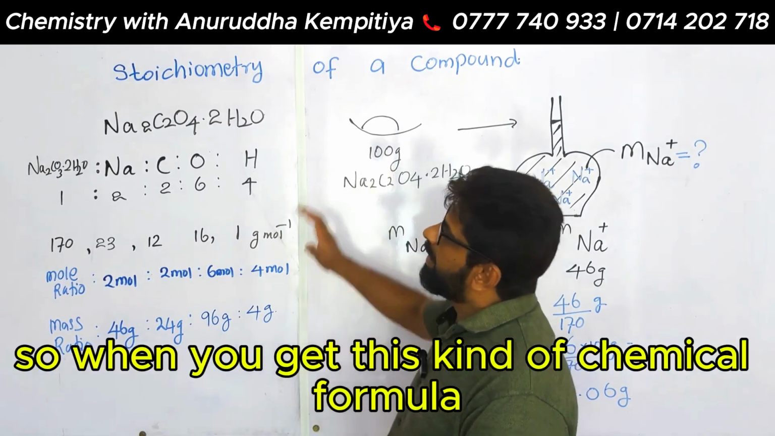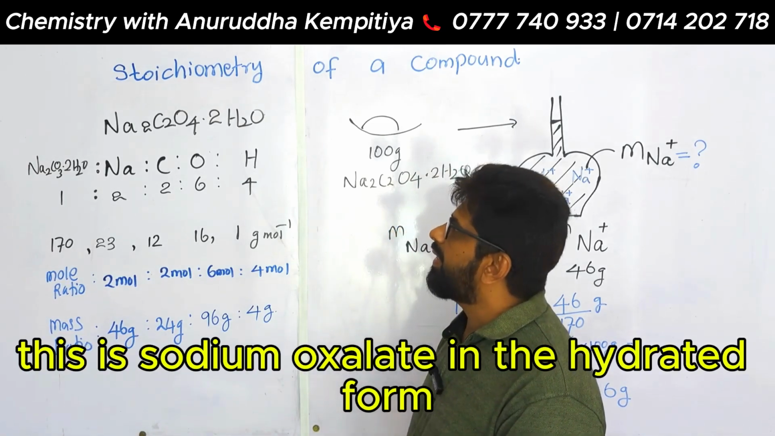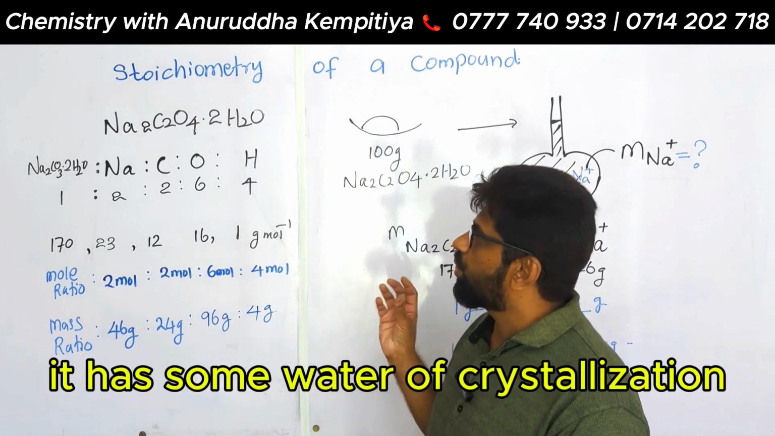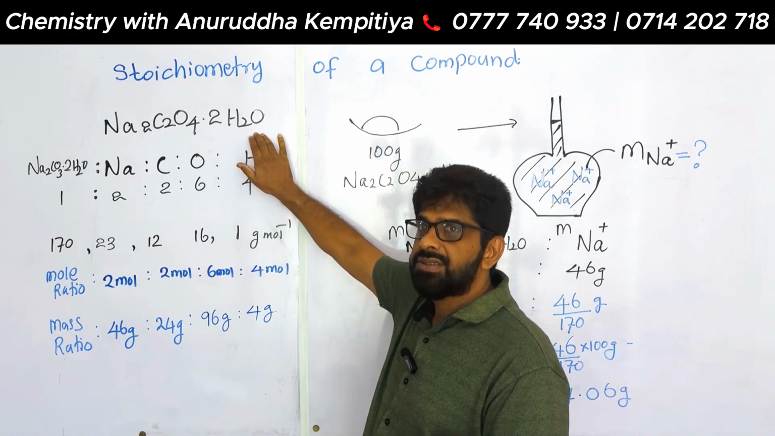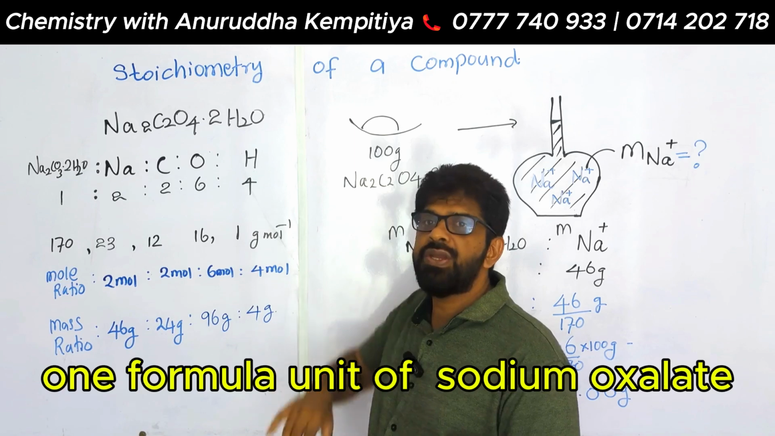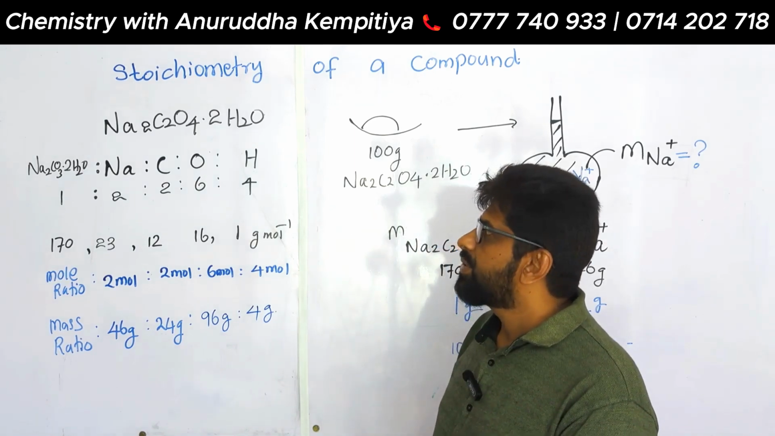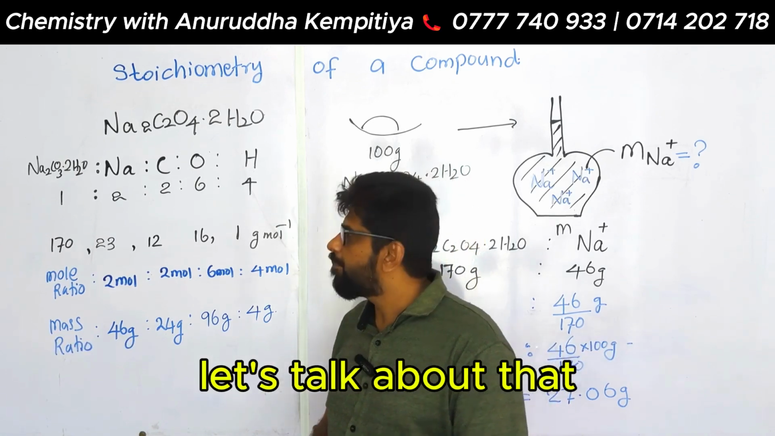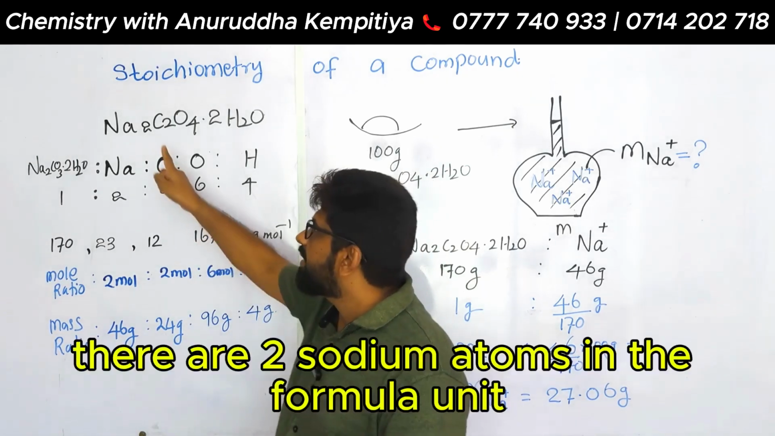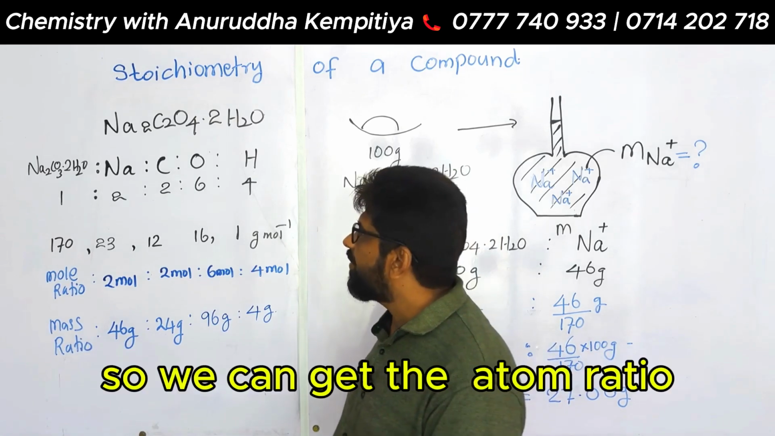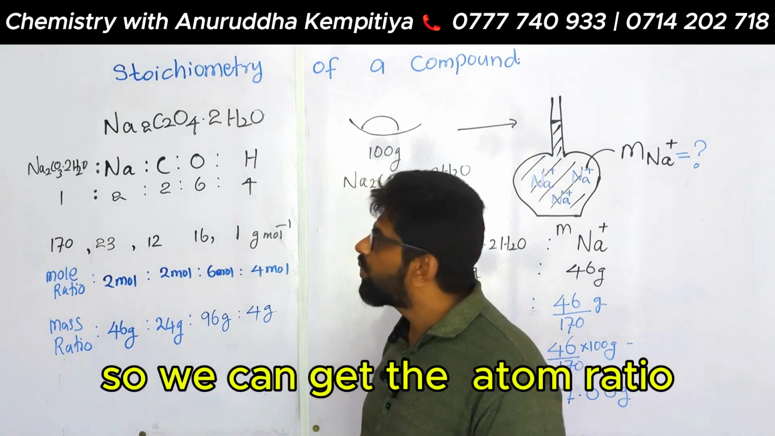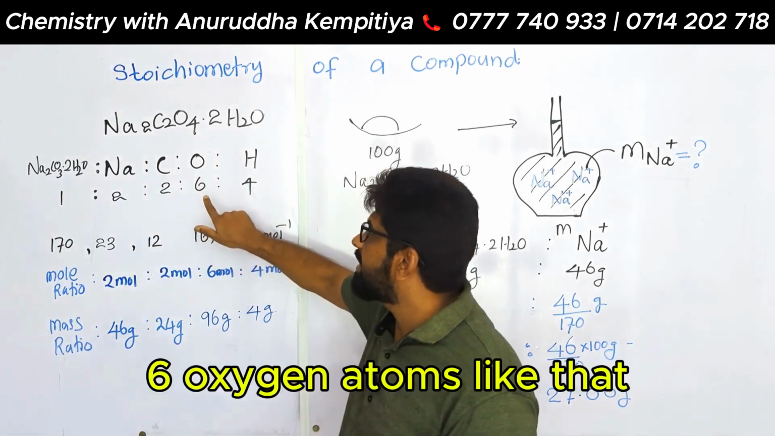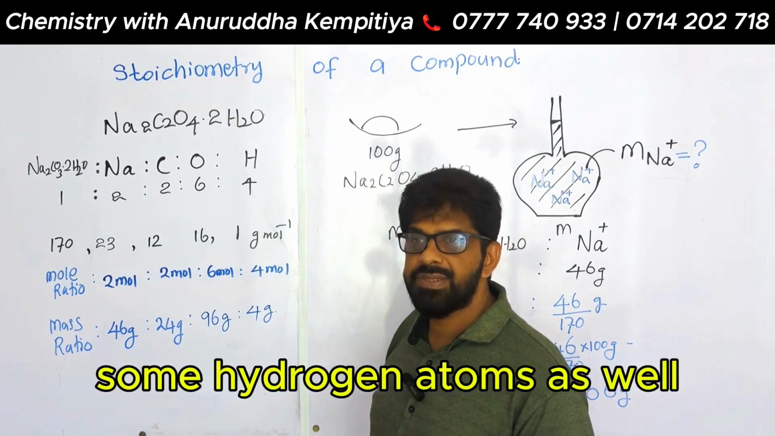So when you get this kind of chemical formula, this is sodium oxalate in the hydrated form, hydrated sodium oxalate. It has some waters of crystallization, some number of water molecules attached to one formula unit of sodium oxalate. So what kind of relationship is indicated by this formula? Let's talk about that. You see the ratio between atoms. There are two sodium atoms in the formula unit, so we can get the atom ratio. If you take one formula unit, you get two sodium atoms, two carbon atoms, six oxygen atoms, like that. Some hydrogen atoms as well.